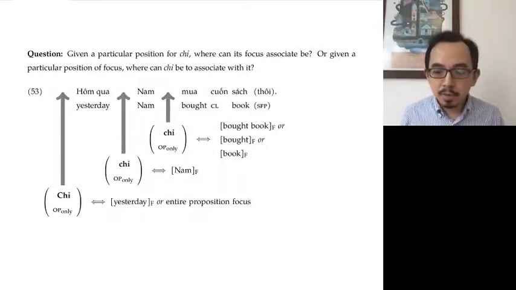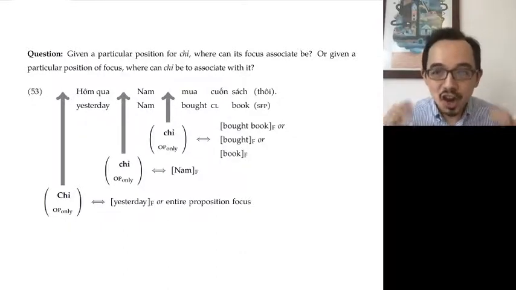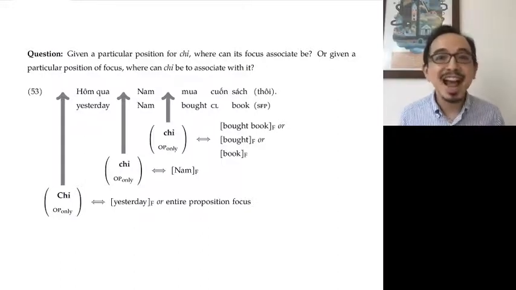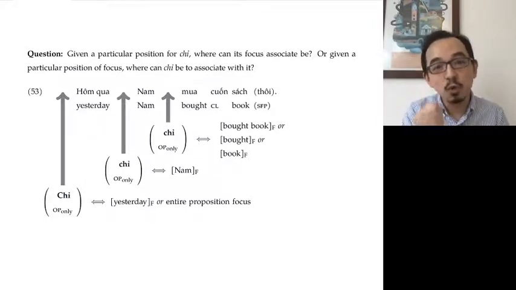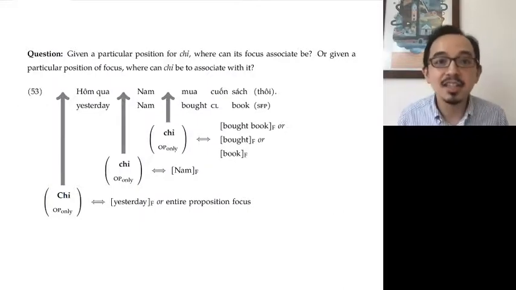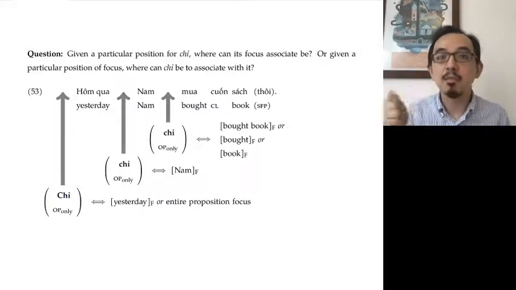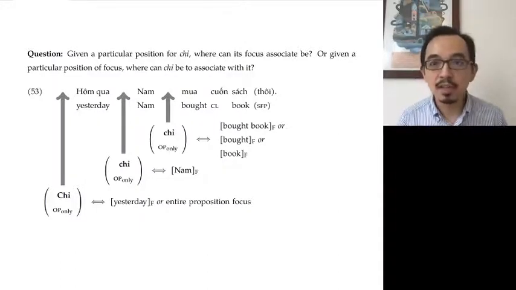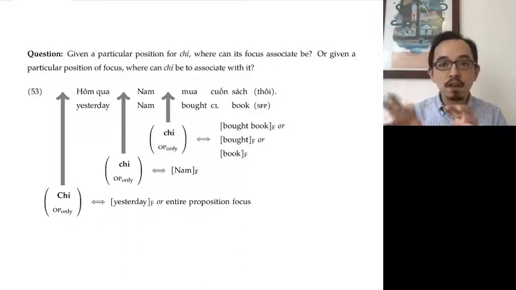But the challenge is we know that Vietnamese has a constituent only, and it's pronounced differently. It's pronounced moi. We know that. It's pronounced differently, and therefore we know when we look at a sentence like yesterday chi Nam bought the book, that chi is not a constituent particle, it's a sentential particle. We know that from the distribution of these items separately.